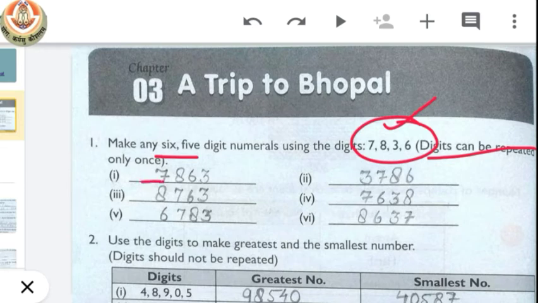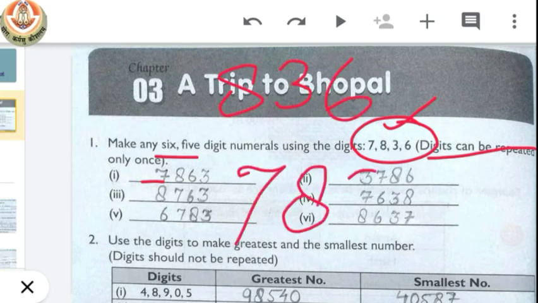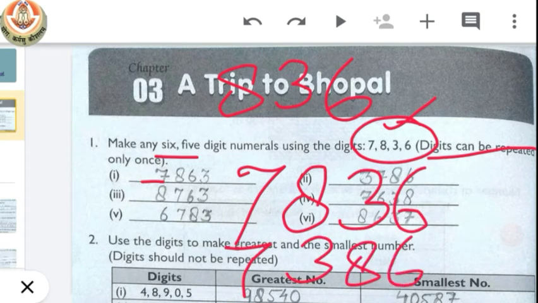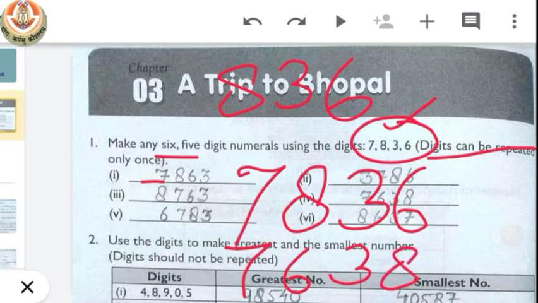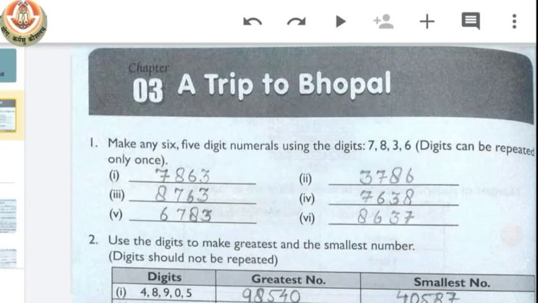When we write 7 first, then we have another 3 numbers. Now we can write in any form. First we have 7, then we can write 8, 3, 6, or we can write 3, 8, 6, or we can write 6, 3, 8, means we have so many ways. So here you can see 7, 8, 6, 3, that is 7863.